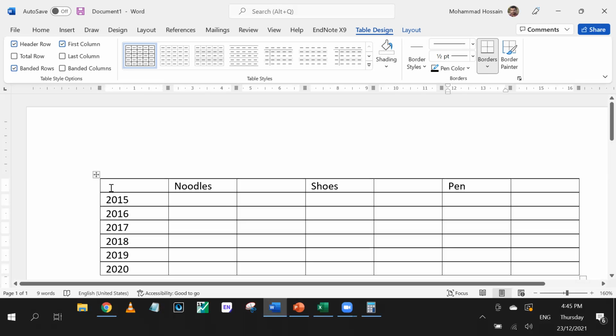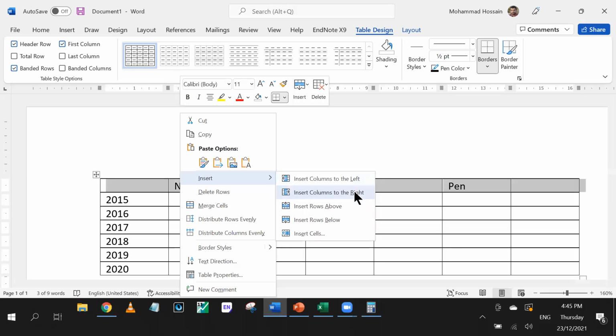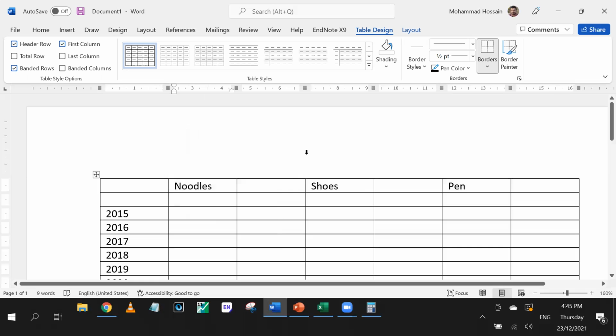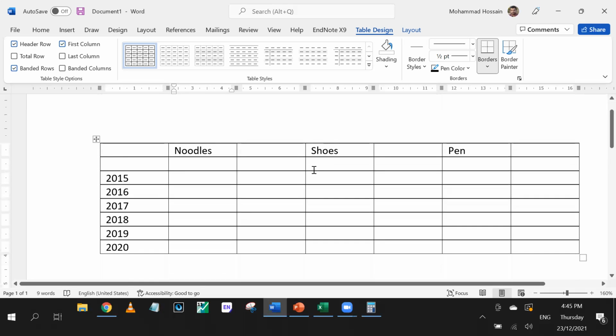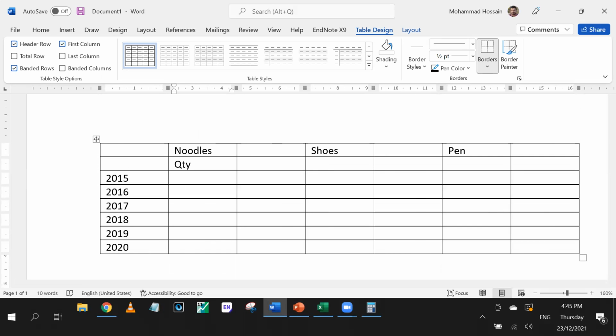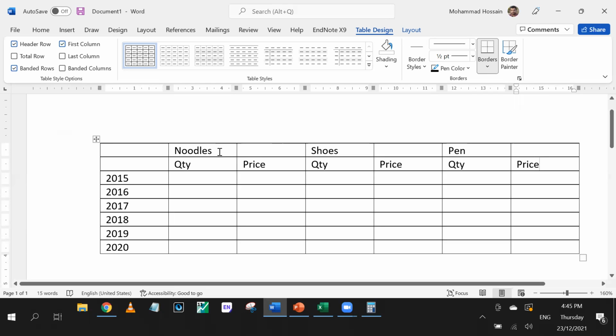So now, let's say noodles, quantity, price. Shoes, the same, quantity and price. Pen, the same, quantity, price. Okay.